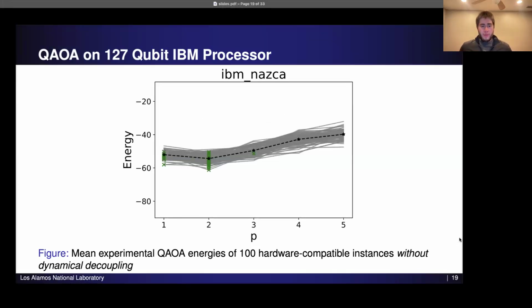All right, and here's a fourth plot. This is IBM Nazca, and here the performance is better. We see the peak is at about P = 1 or P = 2. At the time of running these experiments, these 4 processors that I've just shown results for were the only processors with 127 qubits. At this point in time, there are actually now more, as well as a 133 qubit device.